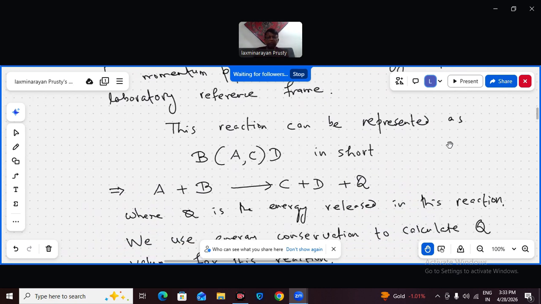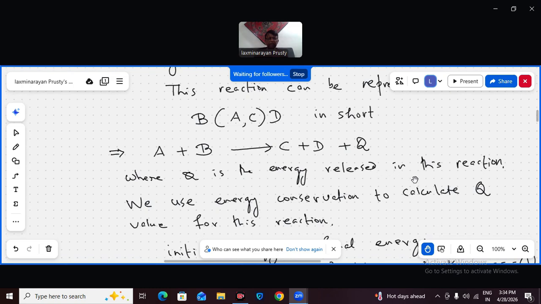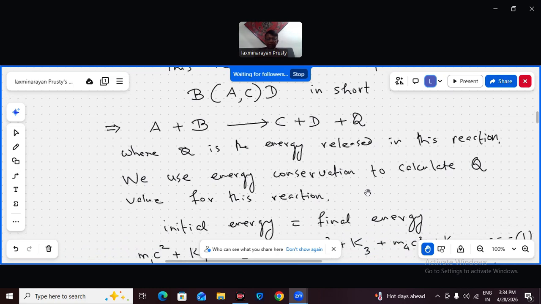So the reaction can be represented like this: A is the particle striking B, the target nucleus, and after A gets absorbed, a new particle C goes away, and D is the remaining nucleus. We can write this as A plus B gives C plus D, where B is the target nucleus, C is the particle coming out, and D is the remaining nucleus. Q is the energy released in this reaction. We call this the Q value of the reaction.